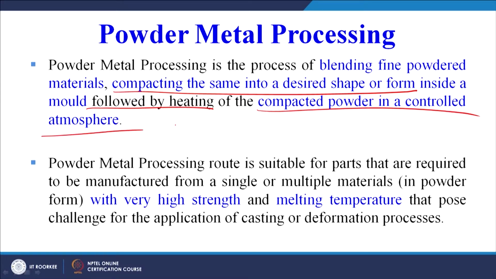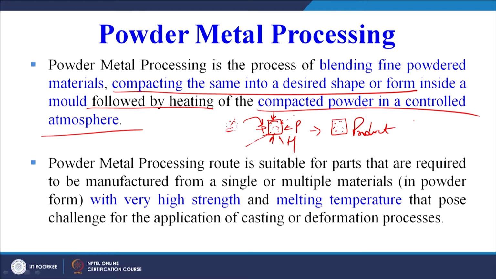So, what we are doing, we have powdered material, we want to give it some shape, we put it in a mold so that the shape is fixed, we may apply pressure, means compaction, and we supply heat. So, heat and pressure is applied and then it takes the shape of the final product. So, this is our product. So, this is the basic process of powder metal processing.